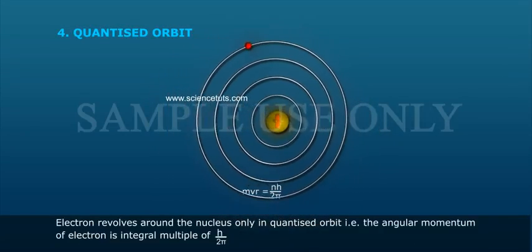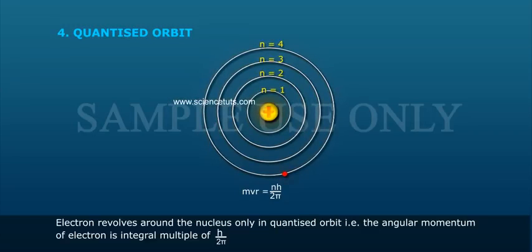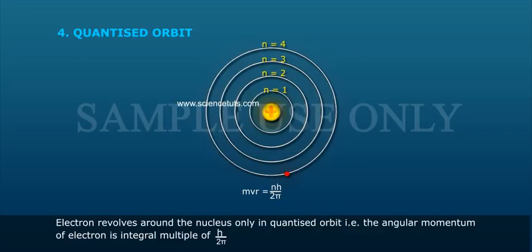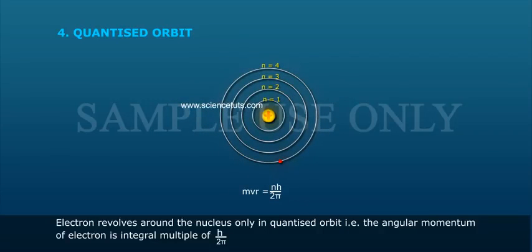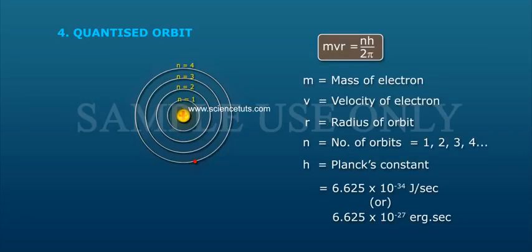4. Quantized orbit. Electron revolves around the nucleus only in a quantized orbit, that is, the angular momentum of electron is integral multiple of h by 2 pi. mvr is equal to nh by 2 pi, where m is equal to mass of electron, v is equal to velocity of electron, r is equal to radius of orbit, n is equal to number of orbits, that is equal to 1, 2, 3, 4, etc. h is equal to Planck's constant, that is equal to 6.625 into 10 to the power of minus 34 joules per second.